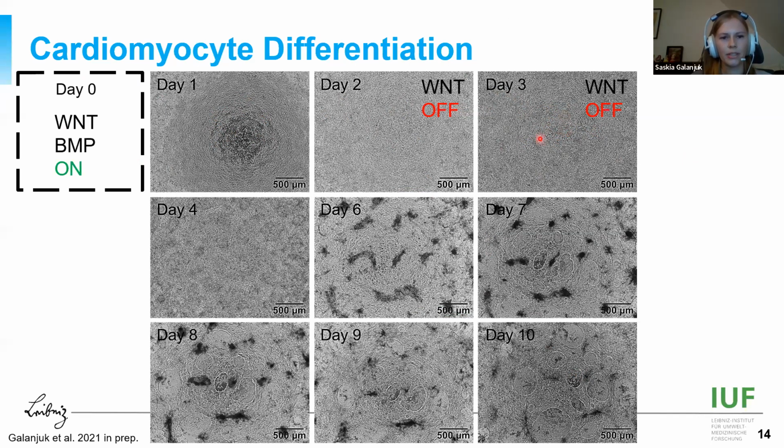And you see these darker patches, which means that cells have grown more on top of each other. And 2 days later, cells already start to form these holes, which are more present on day 7. And on day 7, cells already start to beat, detaching from the matrix. So from that point onwards, the morphology did not change that much until day 10.